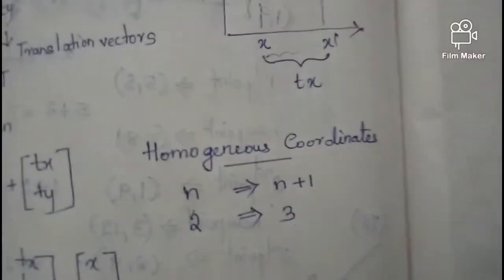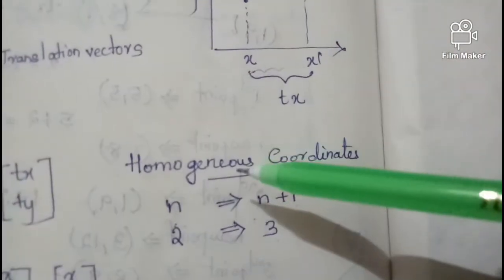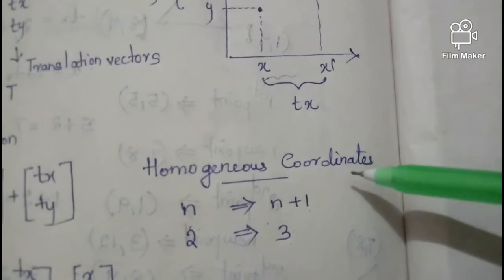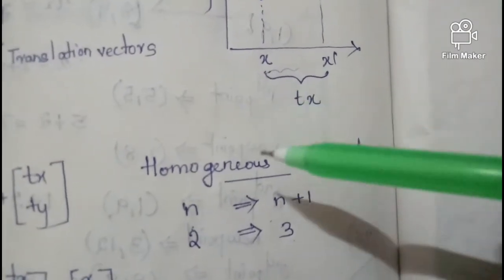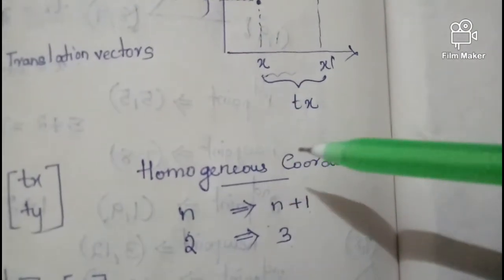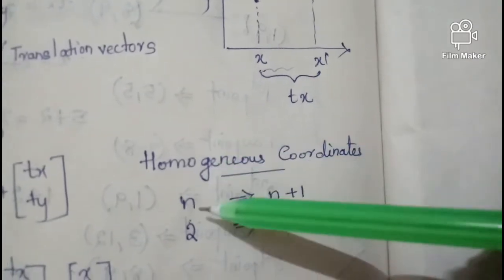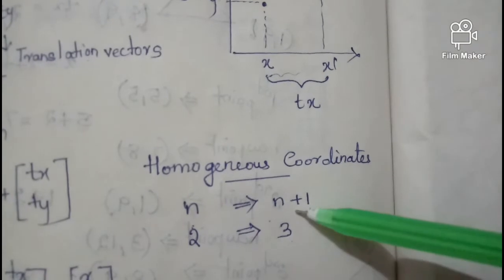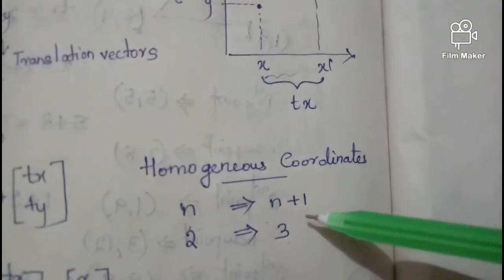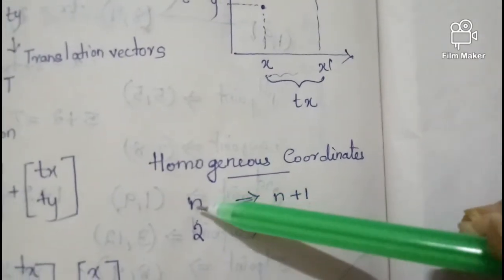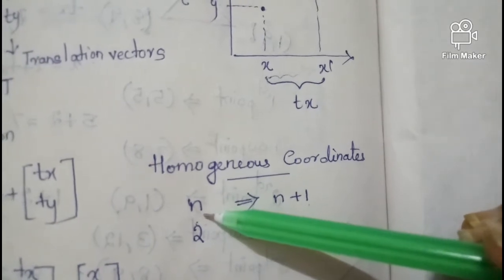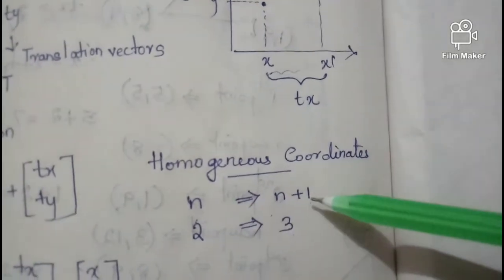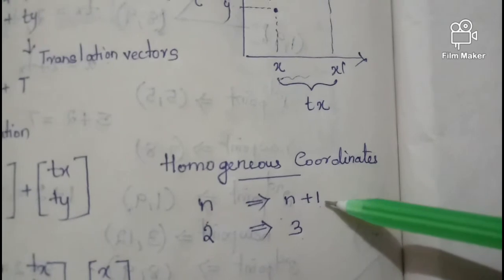Now we are going to learn about a new concept which is called homogeneous coordinates. What are homogeneous coordinates? Homogeneous coordinates means representation of an n coordinate system using n plus 1 coordinates. That is, representing an n coordinate system with n plus 1 coordinates.